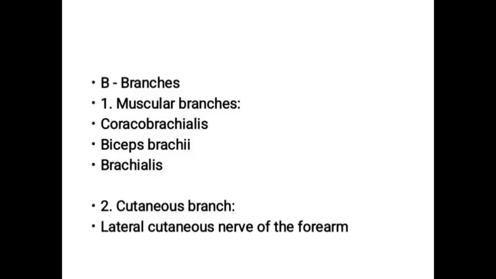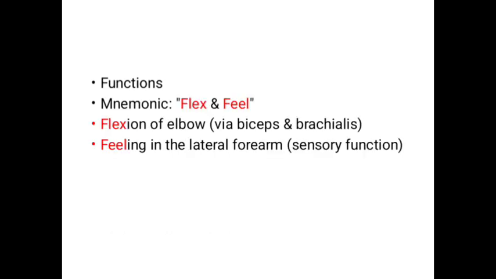Now, for branches, one, it has muscular branches, which supply the coracobrachialis, the biceps brachii, and the brachialis, and it also has a cutaneous branch, which is the lateral cutaneous nerve of the forearm. Now, a mnemonic here can help you know the functions of these supplies. This mnemonic is flex and feel. It flexes the elbow through the biceps and the brachialis, and feeling in the lateral forearm through the sensory function.